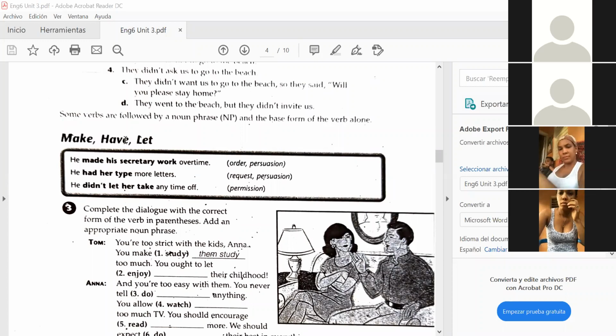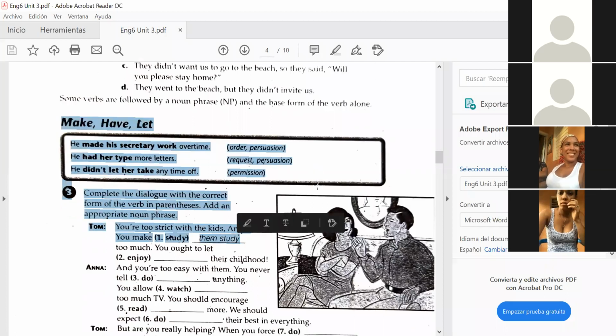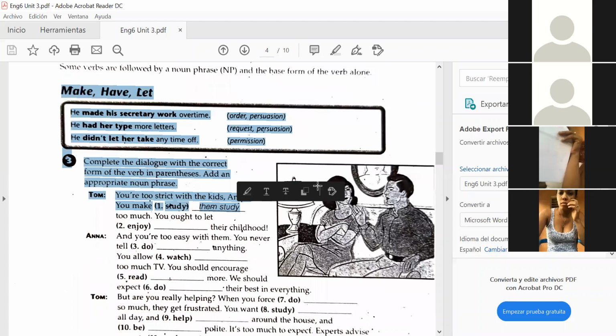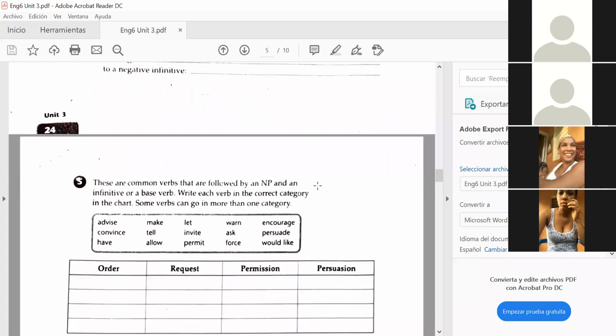These verbs that you see in here, make, have, and let, are verbs that we also use to express permission, persuasion, orders, or request. We use make when we give an order, we use have when we do a request or when we want to persuade, and we use let to give permission. But in the next class, I'm going to try to explain this in detail. I'm not going to touch that now because you have many things on your head.